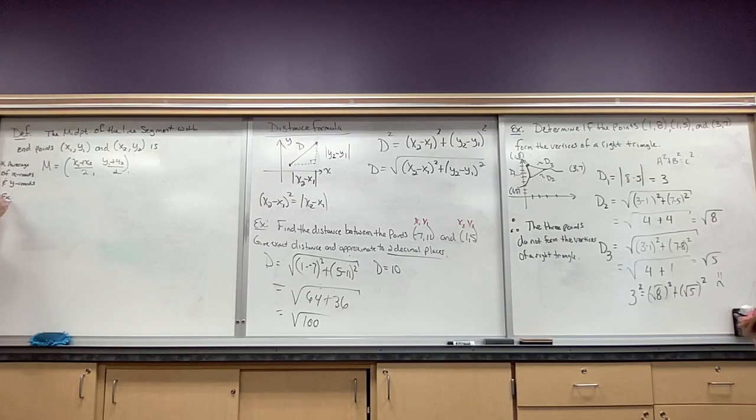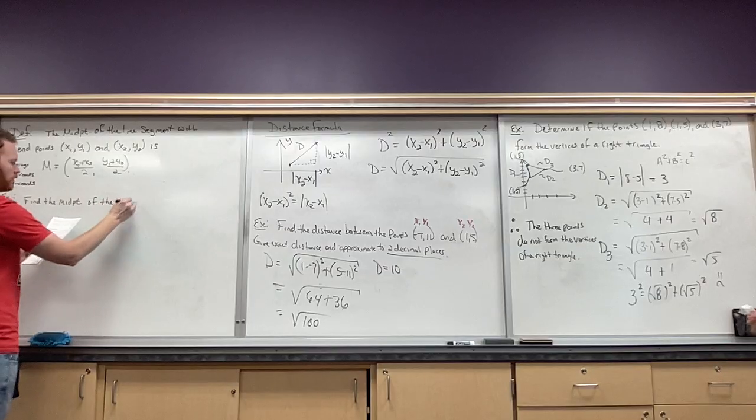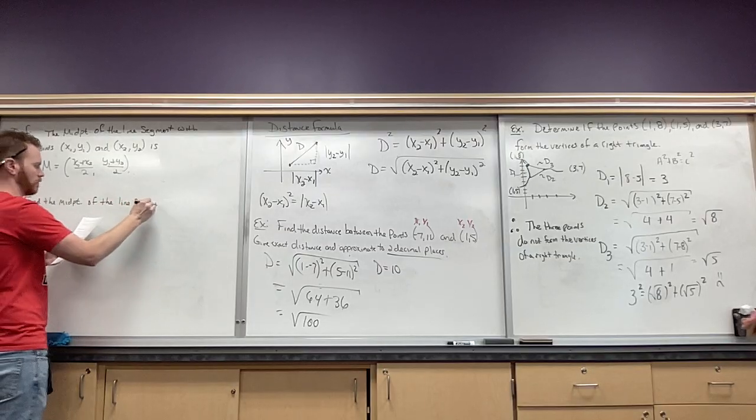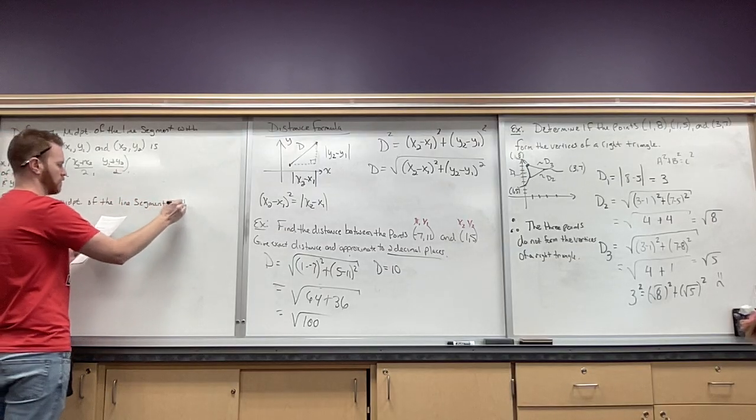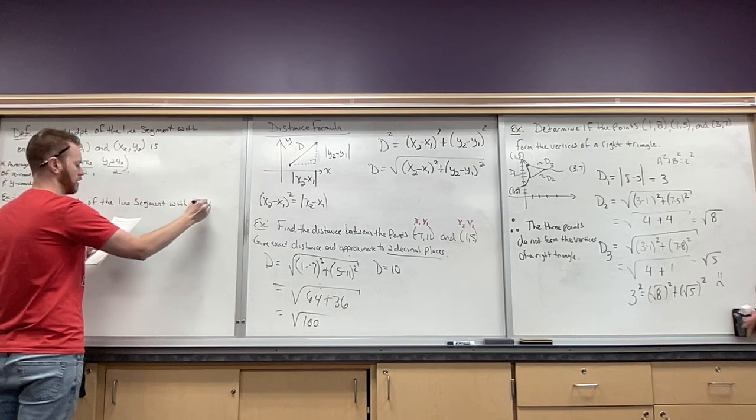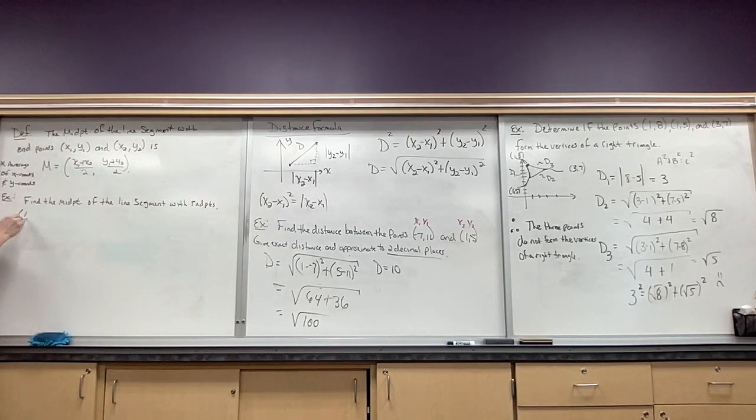So an example. Find the midpoint of the line segment with endpoints of 1, 2 and 4, and negative 2, 3.